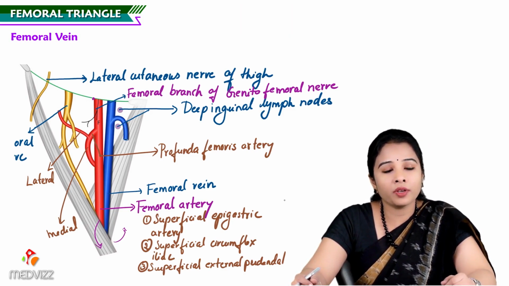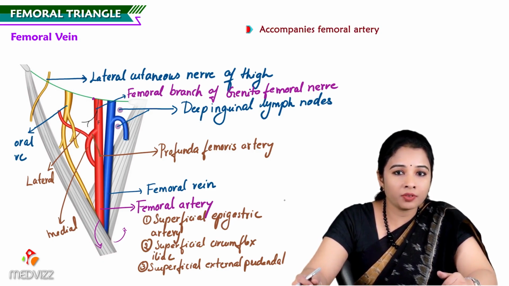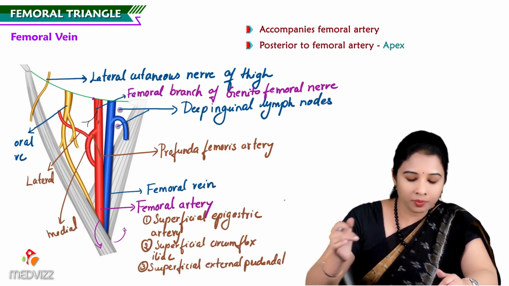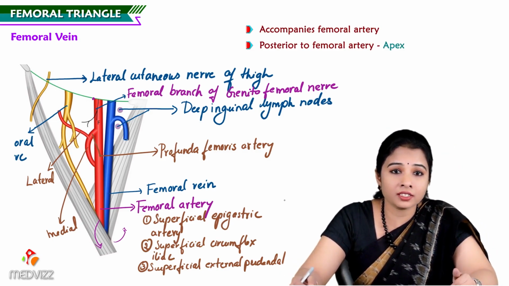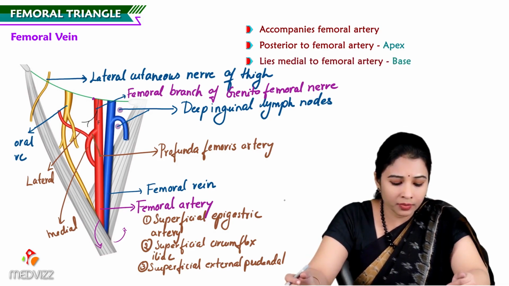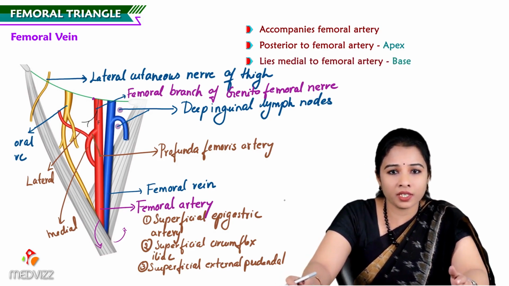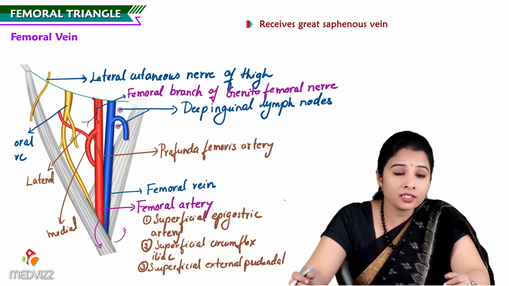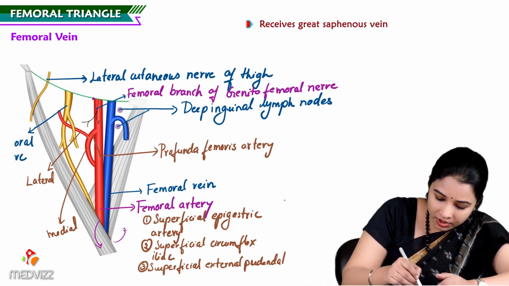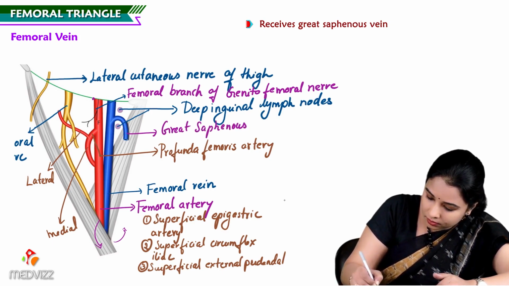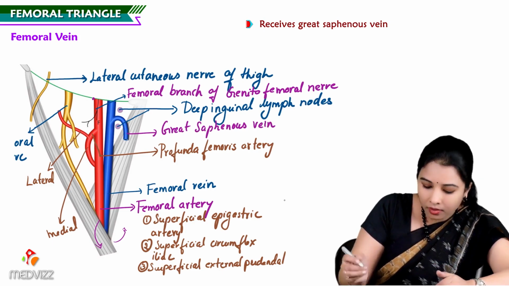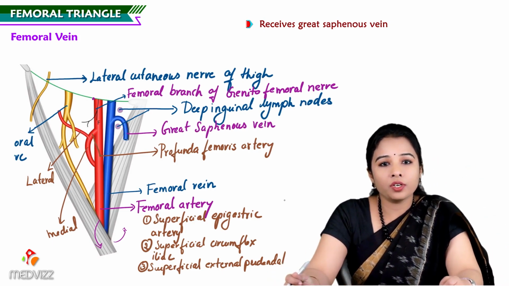Next, about the femoral vein. Femoral vein accompanies the femoral artery. The vein is posterior to the femoral artery at its apex, and on the medial side, it lies medial to the femoral artery at its base, and it receives the great saphenous vein. You can see a tributary here. This is the great saphenous vein, which drains into the femoral vein.